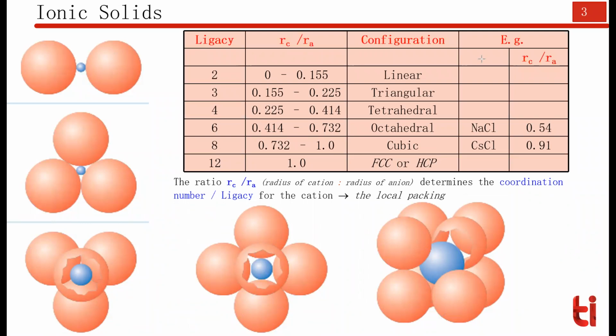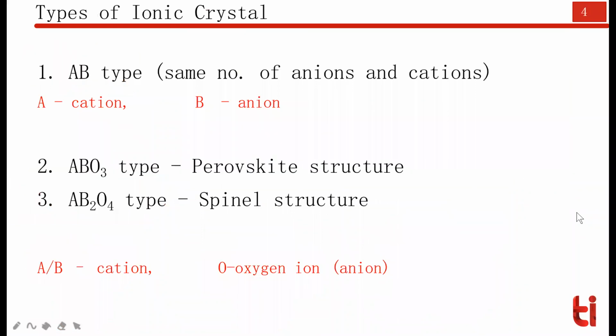So whenever your solid is an ionic solid, it can form three different possible types of structure. The first type of structure is called an AB type structure. As the name suggests, A, let's say, is a cation and B, let's say, is an anion. So in an AB type structure, you will have an equal number of A cations and B anions. That is, your anion and cation sites in a unit cell will be identical. They are equal in number.